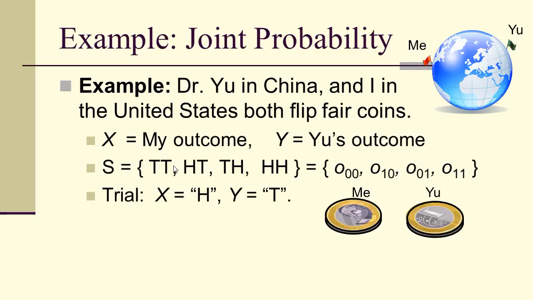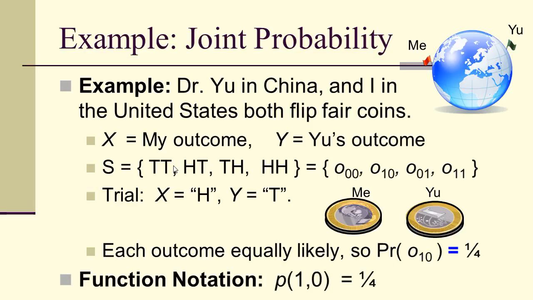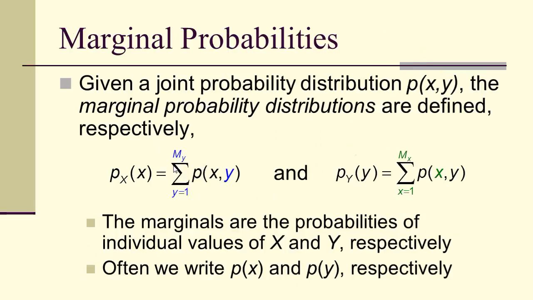So a trial, for instance, could be capital X as a heads and capital Y as a tails. So I got a heads and you got a tails. Each outcome is equally likely, so the probability, for instance, of this o sub 10 is a fourth. Or in function notation, p of 1 comma 0 is a fourth.